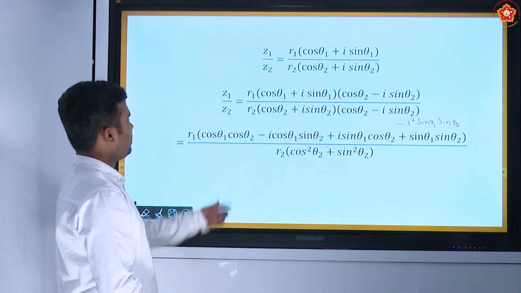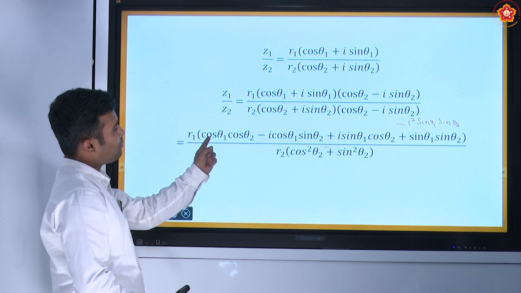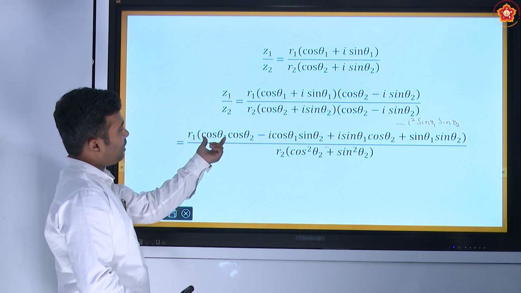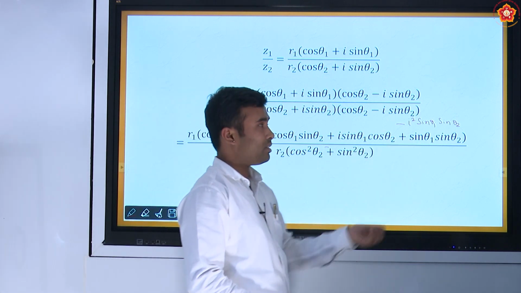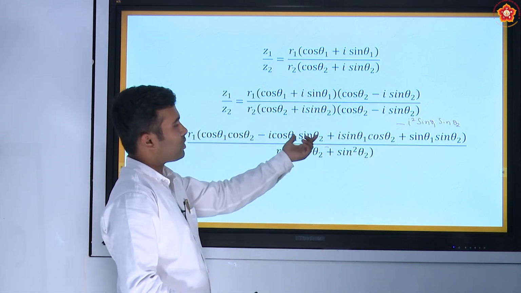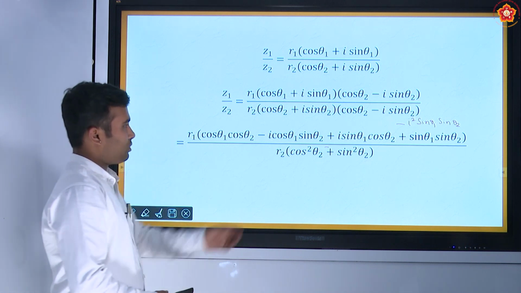And in the next step, you group the real terms. cos theta 1 cos theta 2 and sin theta 1 sin theta 2 are the real part, and here i is a common term, so you take i out of these two terms.